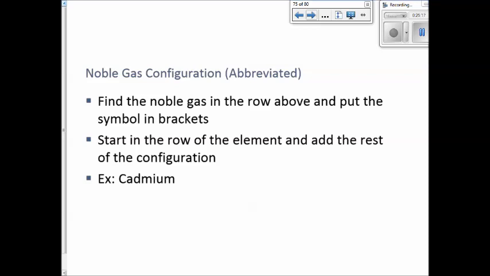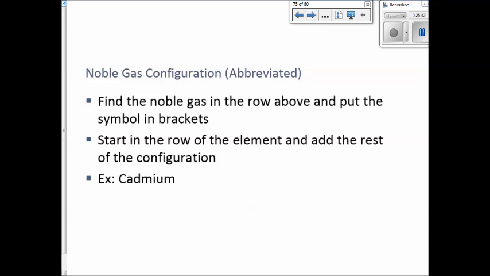Noble gas configuration. Everybody remember how to do these? Yeah. Abbreviated. What do you do? You put the noble gas before, in brackets. The noble gas in the row above. You've got to go to the row above. Okay, and then you start in the row afterwards. You're going to start there, the row that the element is in.